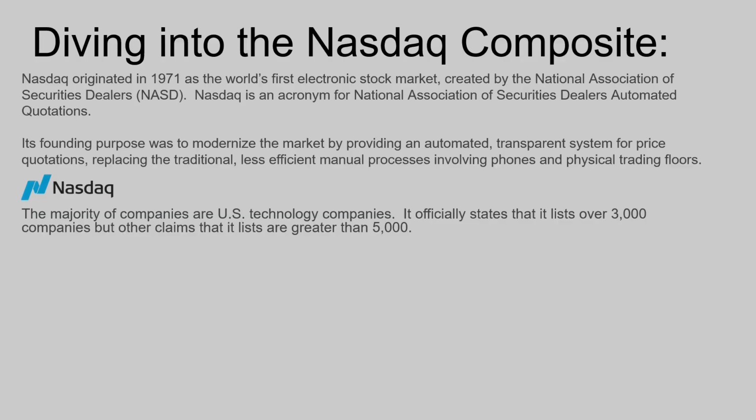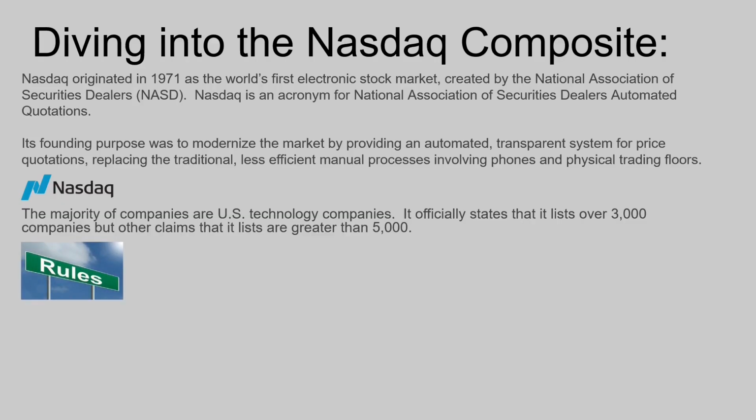So the majority of companies in the NASDAQ are U.S. technology companies. It officially states that it lists over 3,000 companies, but there are other claims that it lists more than 5,000. And for the game purposes, I'm going with the greater than 5,000 companies in the NASDAQ.